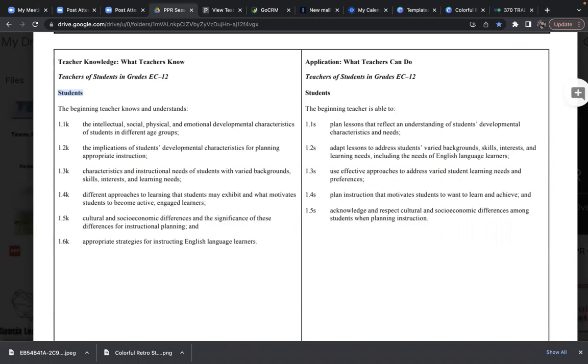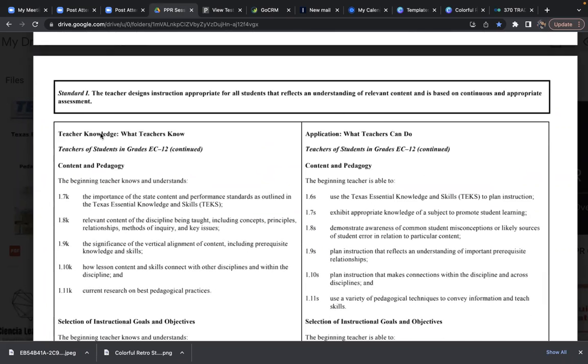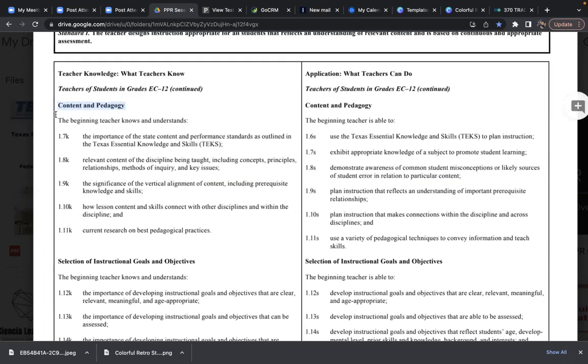Cultural and socioeconomic differences have to be taken into consideration when you're planning for instruction. So domain 1, standard 1, about students, about the content, you're planning, utilizing the TExES. You're planning that is specifically trying to promote students' learning, specifically connecting prior knowledge with what you're already doing.